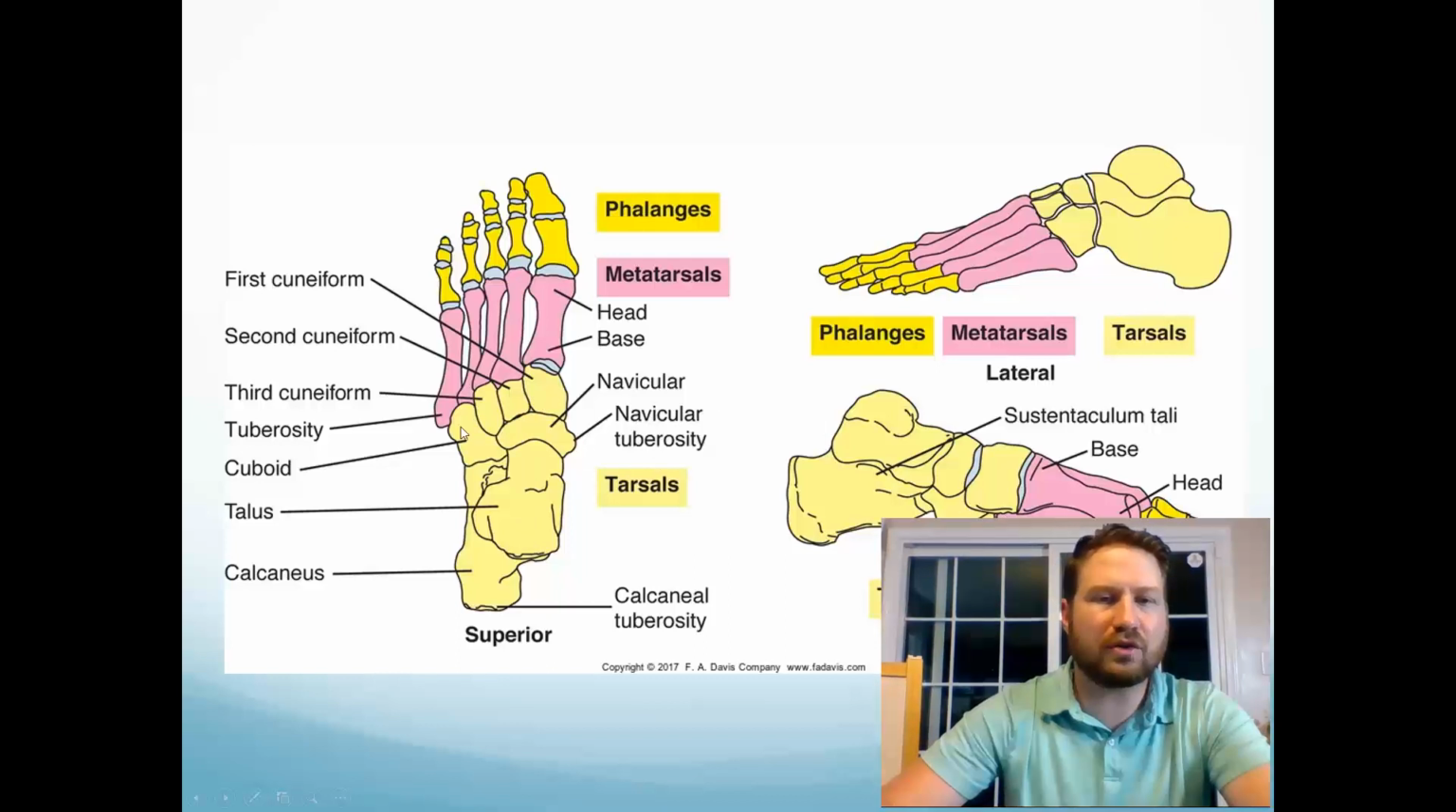So those are our three cuneiforms, 1st, 2nd, 3rd. And they articulate with the corresponding metatarsal. And then the cuboid articulates with the 4th and 5th metatarsals.